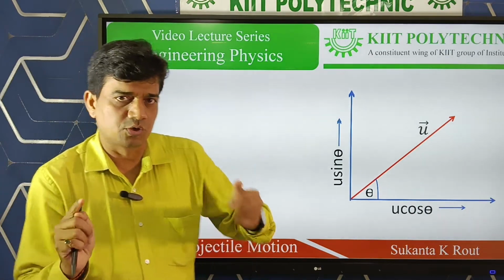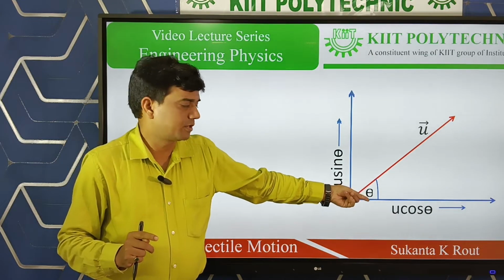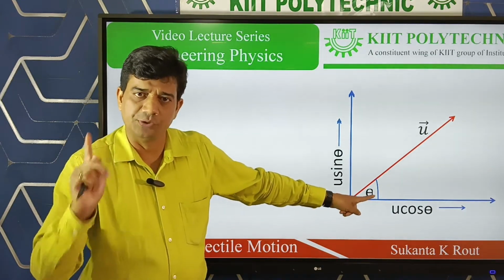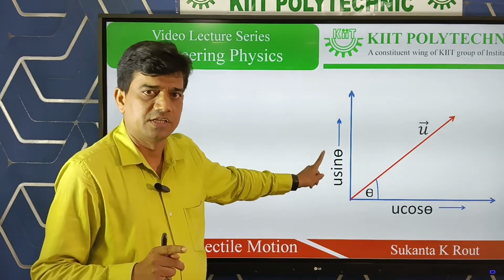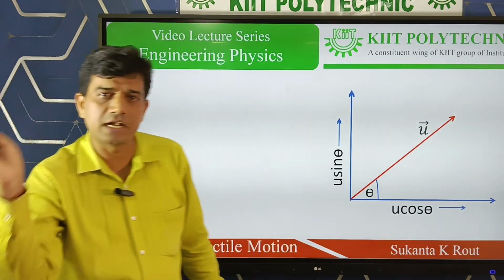Clear, students? So again I am repeating, these are the two components, very important. One is u cos theta, that is uniform, and the other is u sin theta, that is non-uniform, and it continuously changes as the projectile moves.